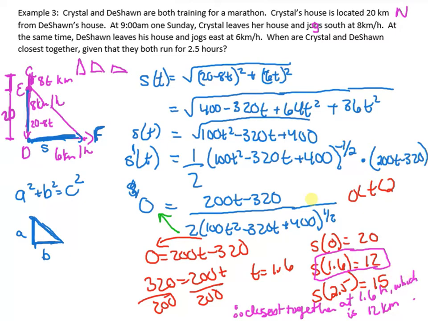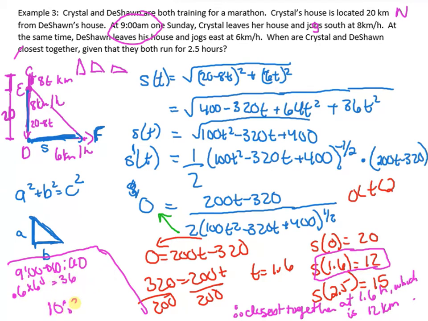Okay, 1.6 hours. If we apply that to this 9 a.m., what's 1.6 hours? Okay, 1.6 hours, so we have 9 a.m., and that takes us till 10 a.m. What's 0.6 hours? You need to multiply by 60, because time is not base 10, time is base 60. So it's 36 minutes. So 10:36 a.m. At 10:36 a.m., they will be 12 kilometers away from each other.